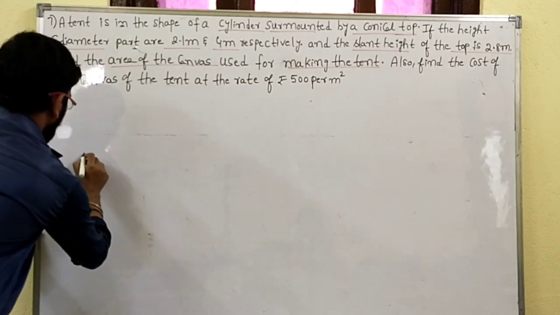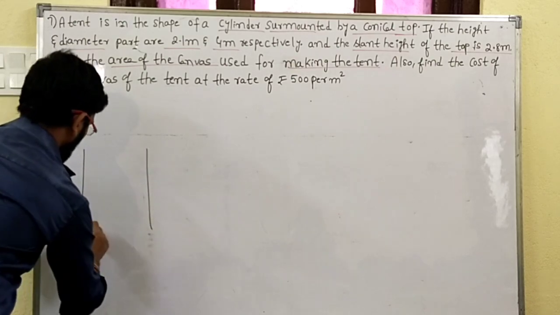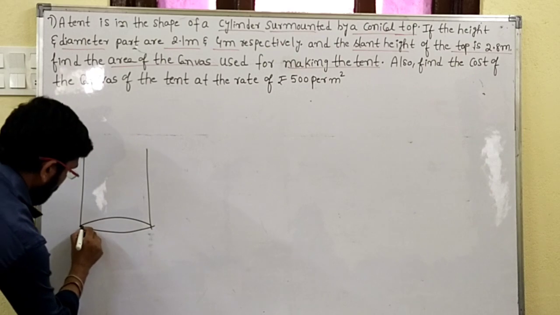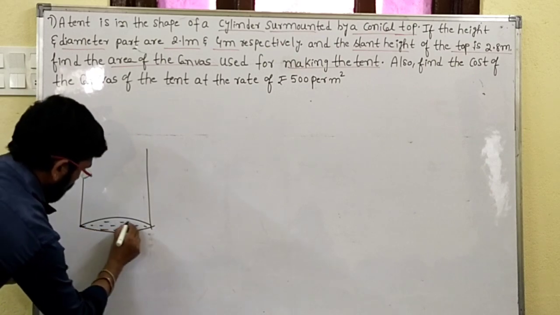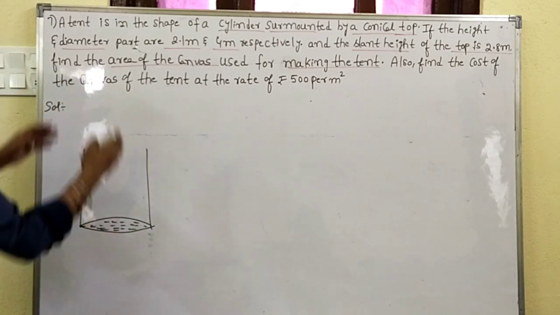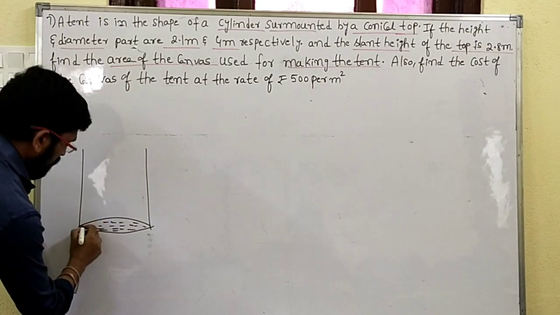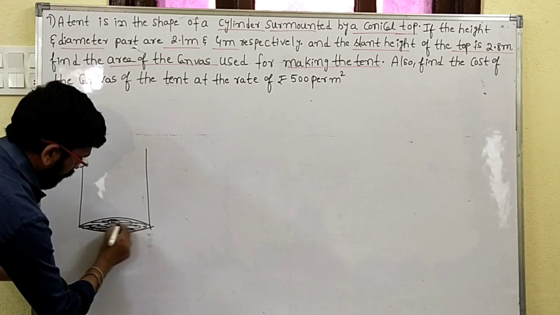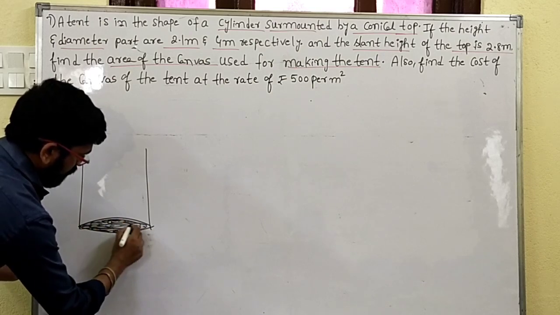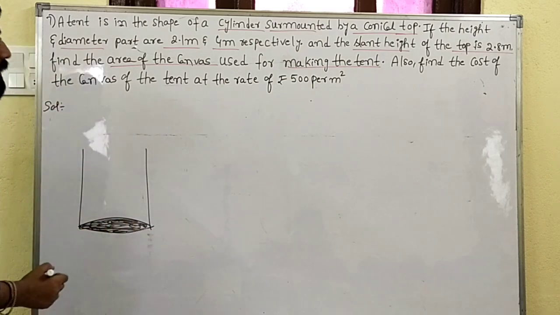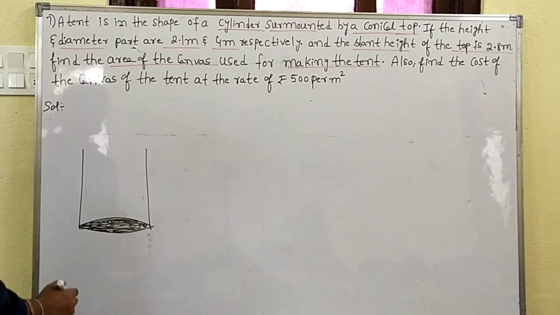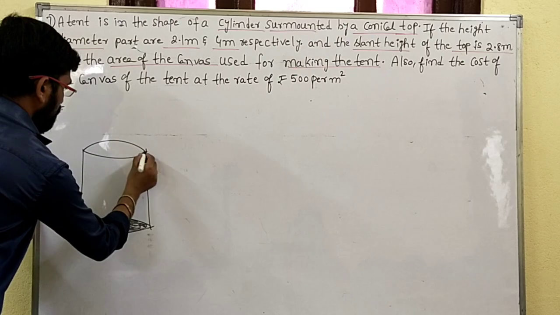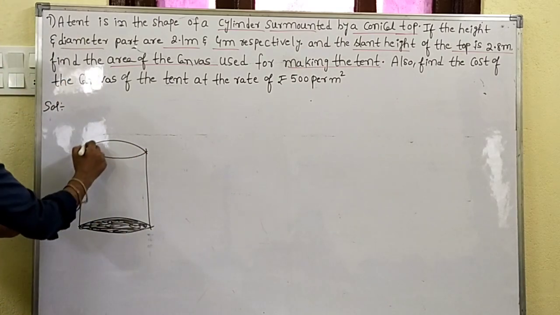First, we need to go with the head. When you are drawing here, this is called the head part. When you are going with a tent, like this, the tent will be covered. We don't cover it with a tent, that is canvas. This is the cylinder part. On this, there is a cone.